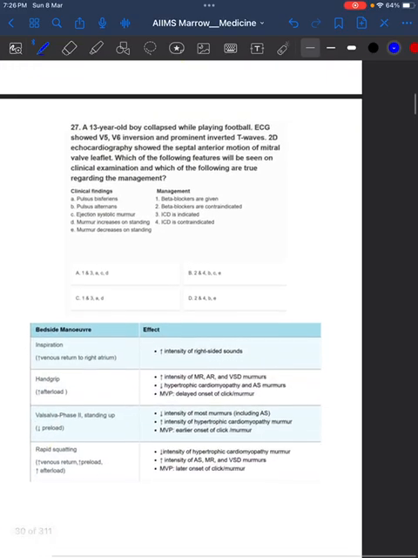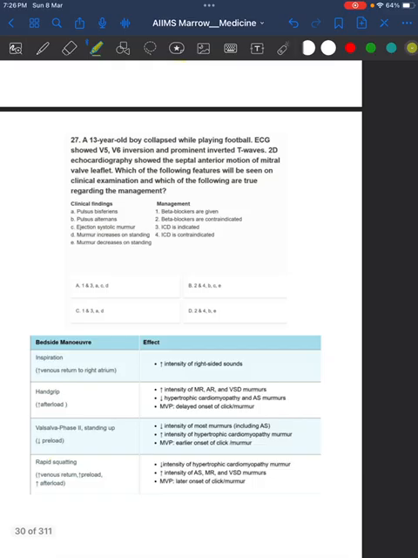Then this question was about a very important topic. A young male collapsed during playing football, that is any strenuous exercise. ECG showed V5, V6 inverted T waves. You have to remember one thing, that in young patients with inversion of T waves, the very important cause at your level is atypical HCM or hypertrophic cardiomyopathy.